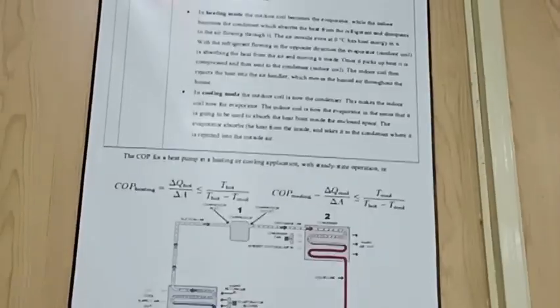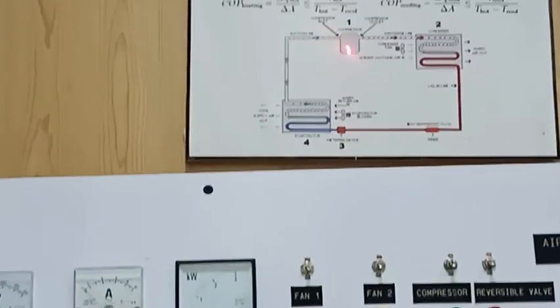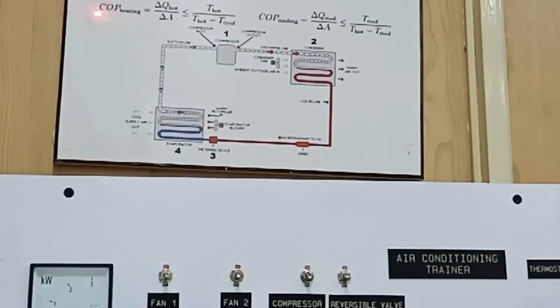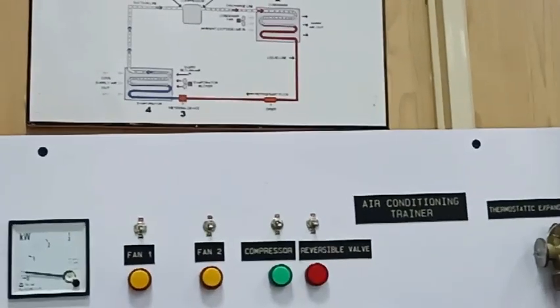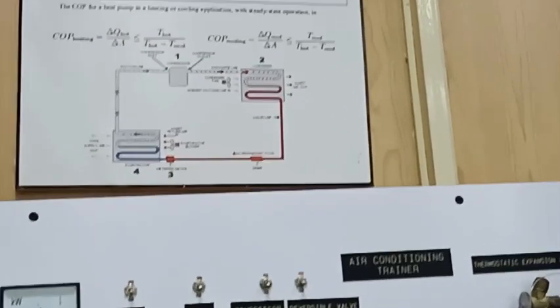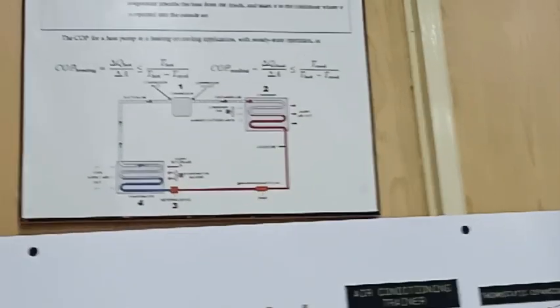So the application of heating mode is in the winter season, and the application of cooling mode is in the summer season. This is the block diagram, and you can see the working of the air conditioning system, how we can find the coefficient of performance, output over input. The input is provided by the compressor and the output comes from the evaporator.